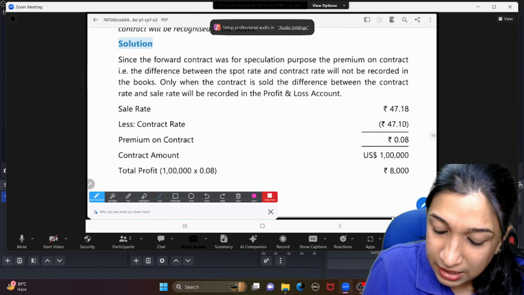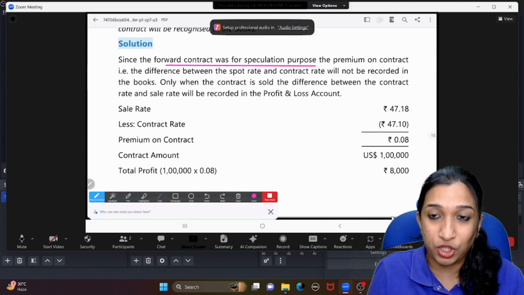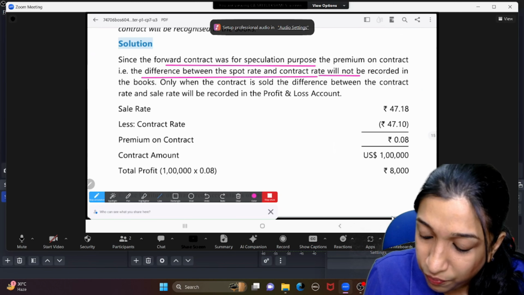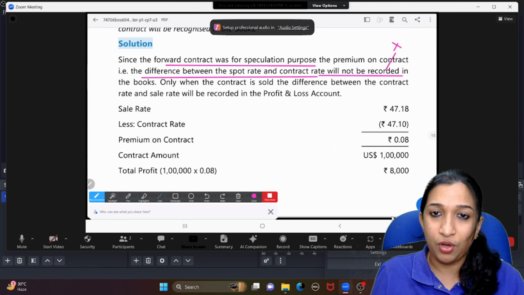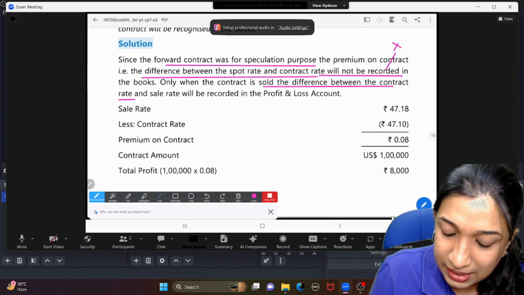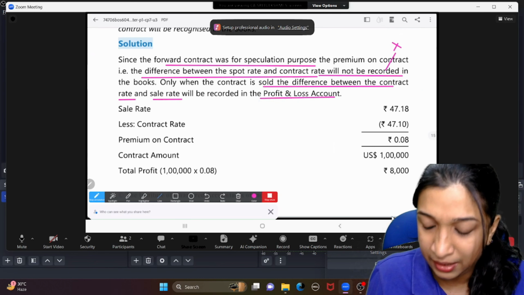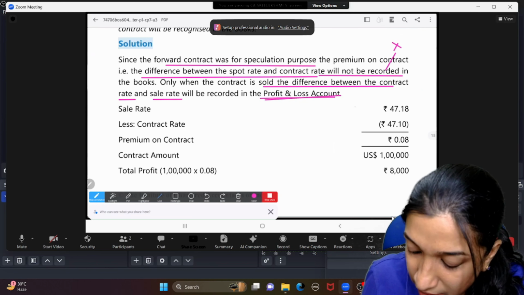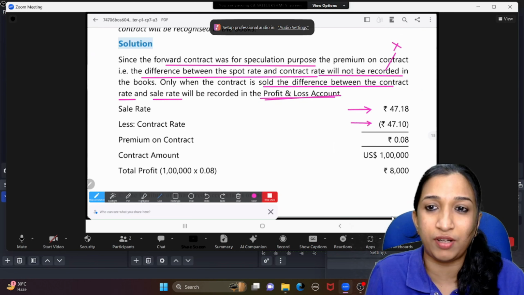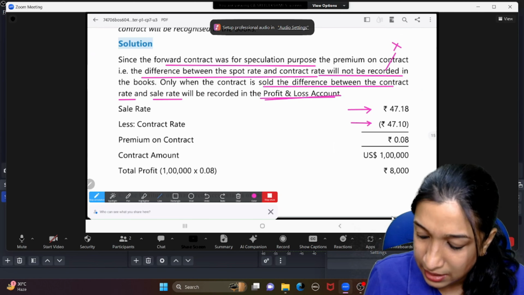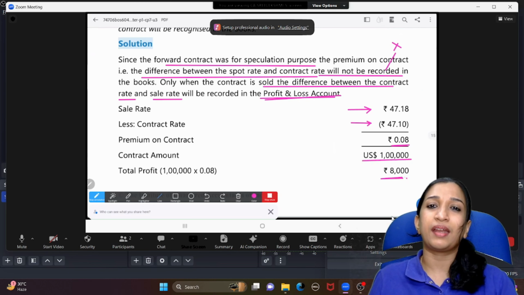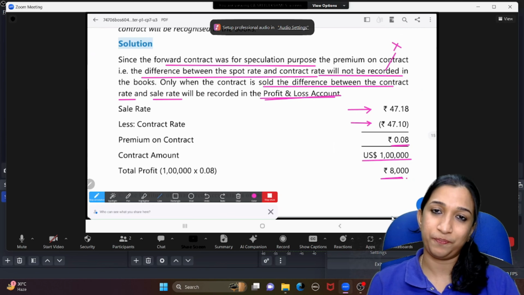Therefore, since the forward contract is entered into for speculation, the premium on the contract, the difference between the spot rate and contract rate, will not be recorded. Only when the contract is sold, the difference between the contract rate and sale rate will be recognized in P&L. Sale rate is 47.18; I bought it for 47.1, sold it for 47.18. Gain is 0.08. Therefore, 8,000 can be recognized in the statement of P&L. That's it.